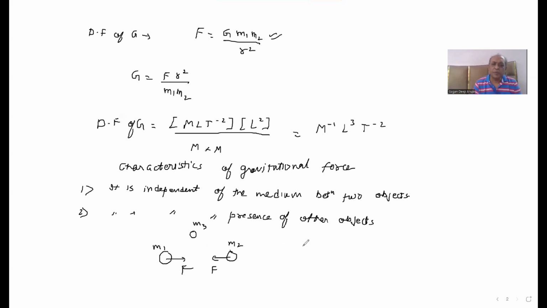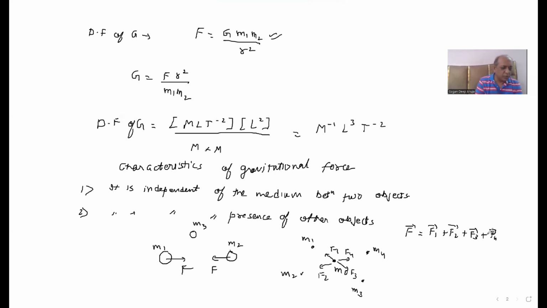And the principle of superposition also says that for the force acting on any object in space, if there is an object m naught placed in space and there are other objects around it of mass m1, m2, m3, m4, these masses are going to attract m naught with forces F1, F2, F3, F4, etc. Then the total force on mass m naught will be the vector addition of all the individual forces, F1 + F2 + F3 + F4. So this is the principle of superposition.